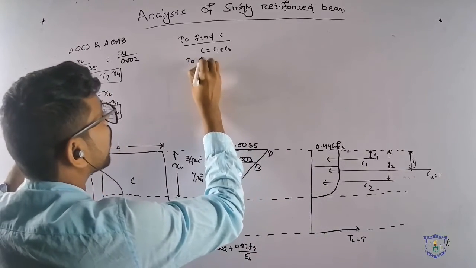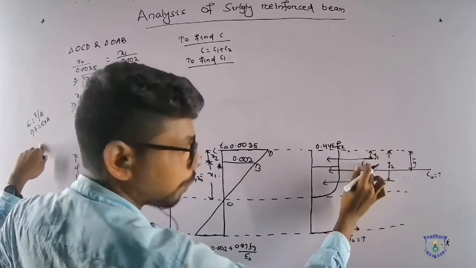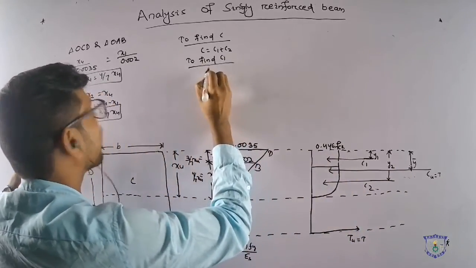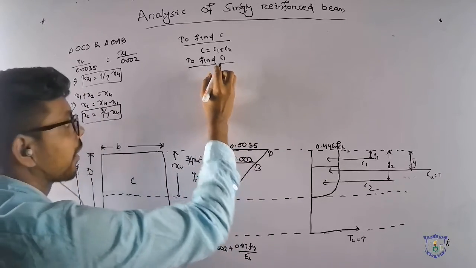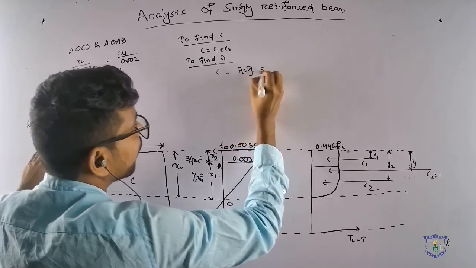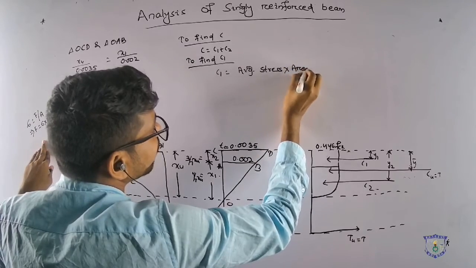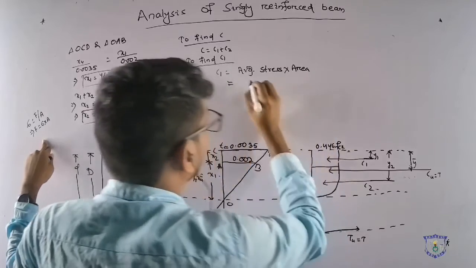So first we find C1. This is the compressive force of the rectangular block section. Compressive force is stress into area. So C1 equals average stress into area. What is the value of average stress here? 0.446 FCK.